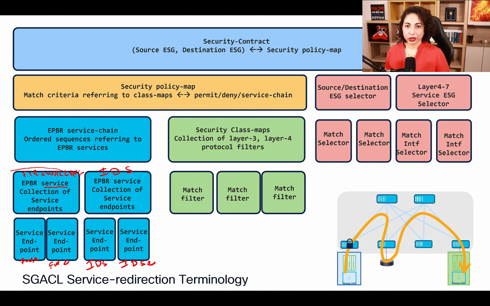So this is the very first thing that we need to do: create the ePBR services and the service endpoints with their IP addresses. Once we have done this, we can go ahead and create the ePBR service chain, which is an ordered sequence referring to those ePBR services. Again, in 10.4.3, the service chain can contain only one sequence, so we cannot put the firewalling and IDS one after the other if we are using GPO.